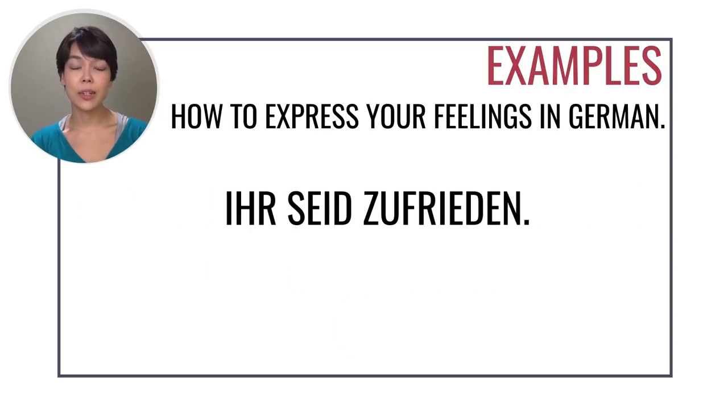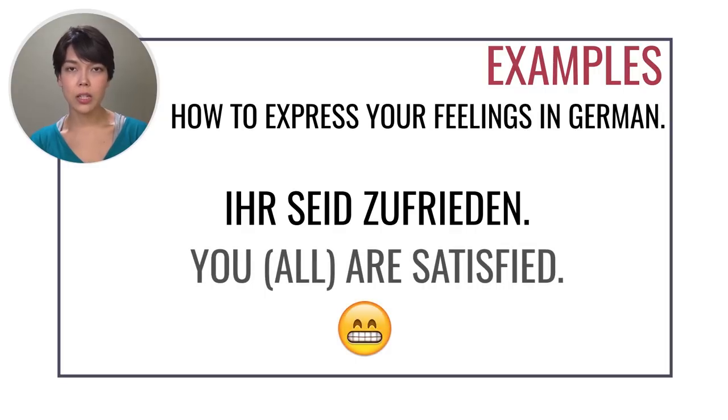Ihr seid zufrieden. You all are satisfied. Here we have the word ihr, meaning you, plural, followed by seid, the conjugated form of the verb sein, to be, and the adjective zufrieden, satisfied. So altogether it means you are satisfied.